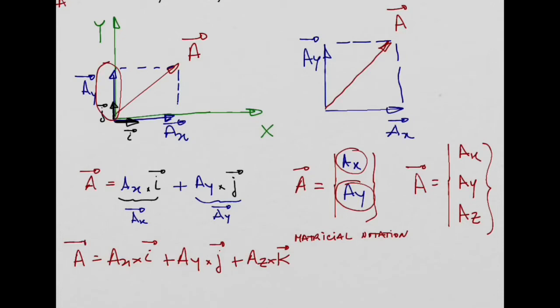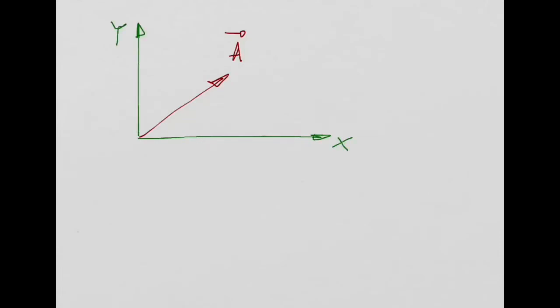So, let's do one example. Imagine, for example, I give you this vector. This vector A. Let's do a two-dimensional example. So this is my x-axis. This is my y-axis. All right?